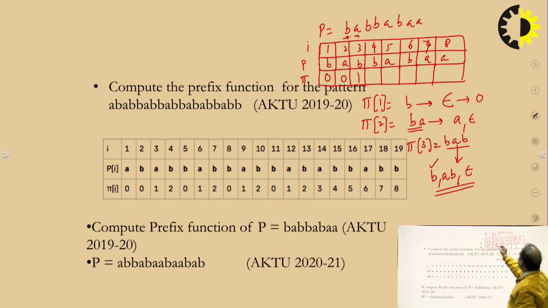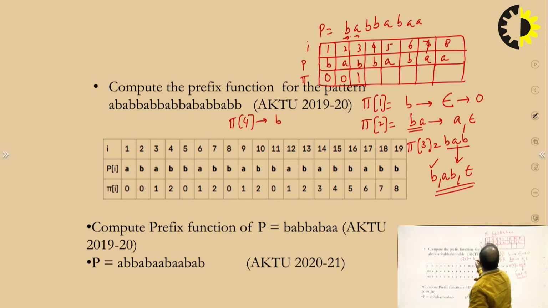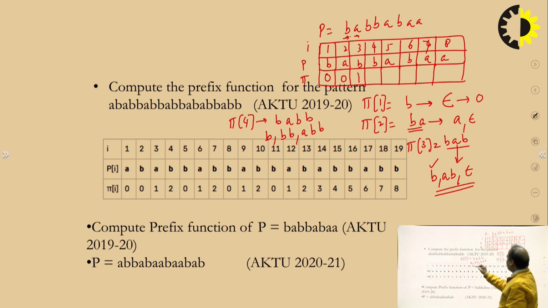Same thing, if you are interested in pi 4, what you should do is take the pattern up to 4 length. So this is BA, BB, right? Calculate its proper suffixes. Proper suffixes are B and then BB, then ABB, right? Check which proper suffix is part of the prefix.